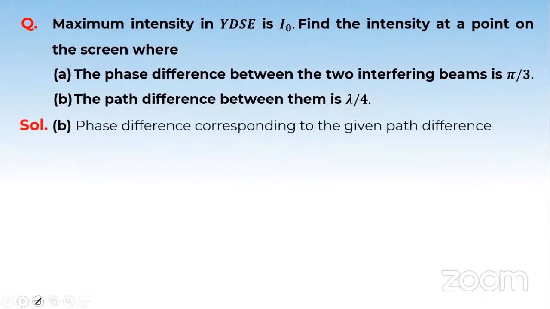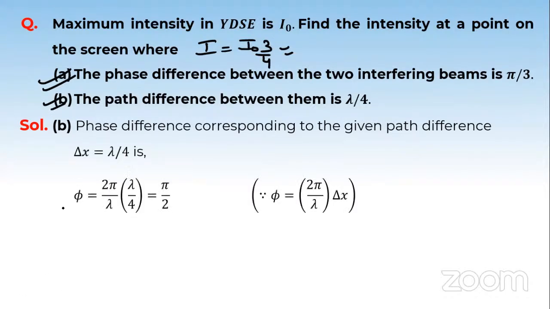Now let us see the next question. This is the B part. The first is solved already. We get the answer as intensity I naught 3 by 4. Second is the B part, students. B part says this. So from this we can see that the path difference is this. So we can find the phase difference by the formula: wave number into path difference equals the phase difference.